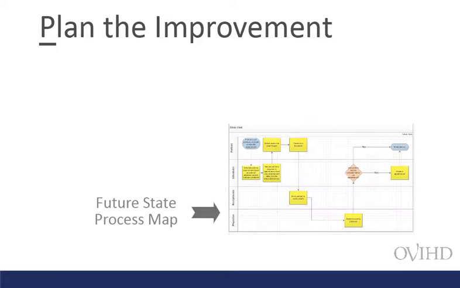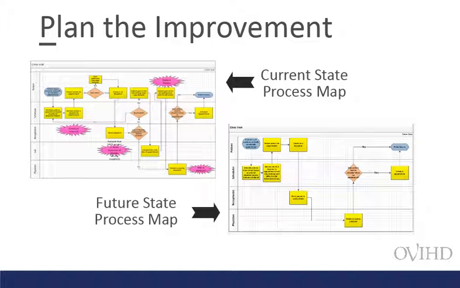P of the storyboard stands for Plan the Improvement. One of the first steps is to create a future state process map. Recall the current state process map completed in C. When comparing the two process maps, the team should determine whether the process has been simplified and waste has been eliminated. Does the team observe where the number of process steps have been reduced?